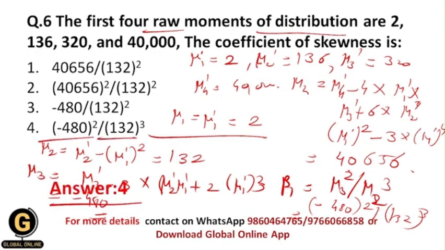So I can give you one trick for this. Here they have given you the fourth raw moment, which is 40,000. You don't need to calculate the central moment for this value, because you don't need it in your final answer. You know within the beta 1 formula there is no mu 4. You need to calculate only mu 3 and mu 2, so it is sufficient, and you don't waste time calculating mu 4. I have calculated it because I wanted to tell you the formula, but it is not necessary. So take these things into consideration.